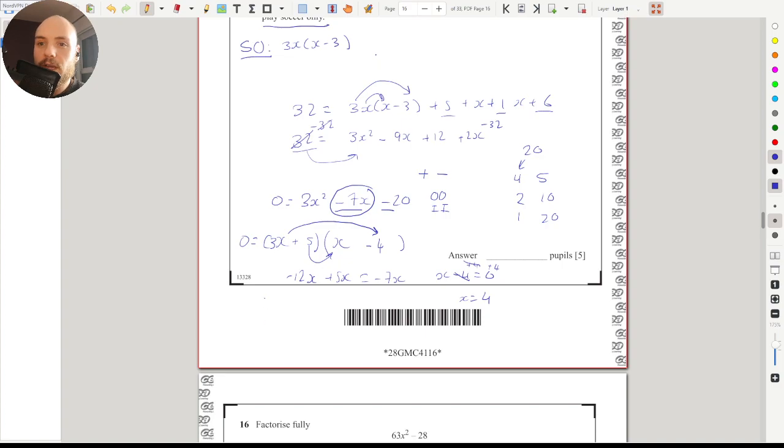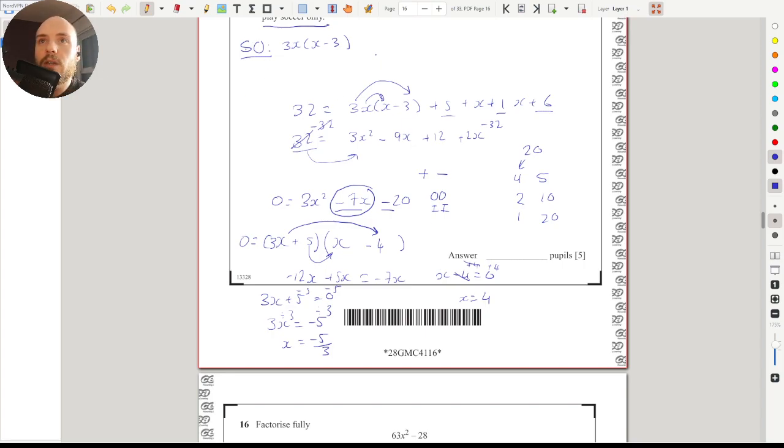If I was to do it here, it would be 3x plus 5. Since it's positive, when we take it over it's going to be negative, so 3x is equal to minus 5, and then x is equal to minus 5 divided by 3. We divide by 3 each side, and take away 5 each side. So I'm going to choose x to be equal to 4, and we're not done our question.